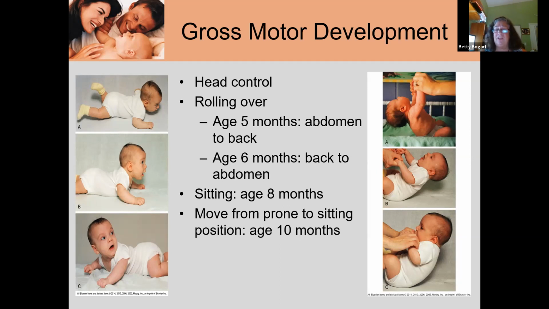By 8 months, they should be able to sit up unsupported, no toys, no blankets stuffed around them. They should be able to sit up by themselves. And by 10 months, they should be able to go from their back and sit up. And these are normal. Now, it doesn't mean you have to wait till 8 months. There are children who sit up quicker. There are children who go from prone to sitting earlier. As long as they're moving forward in growth and development, we're doing good.